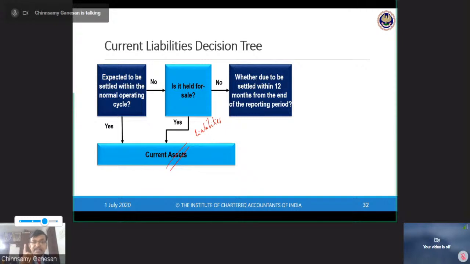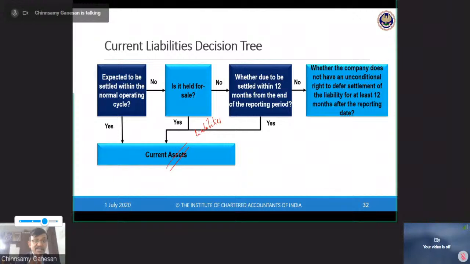In assets, they have used the words expected to be realized, whereas in liabilities, they are using the words due to be settled. That means what is the due date according to the terms and conditions of the contract with the supplier, or the terms and conditions with your lenders, based on which you have to decide. If it is due to be settled within 12 months from the end of the reporting period, it should be considered part of your current liability. Suppose I am saying no, it is also not expected to be settled, due to be settled within 12 months.